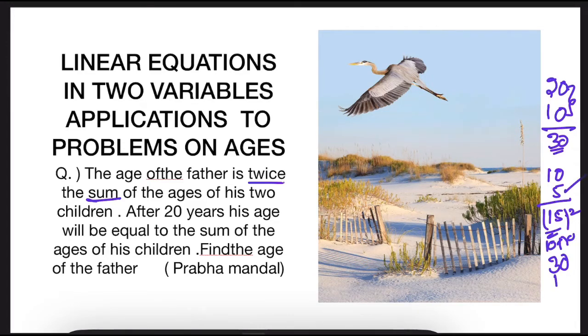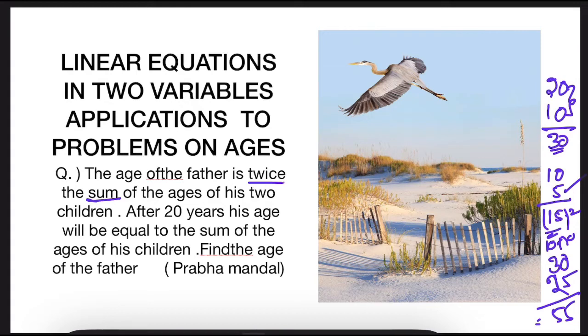This child will become 5 plus 20, which is 25. So the sum has become 55, and then he says my age is 55. This is the condition I am explaining; this is not the question, I am just explaining how he says it.